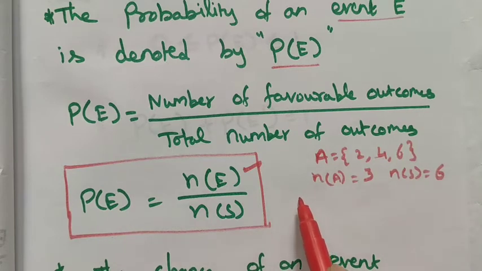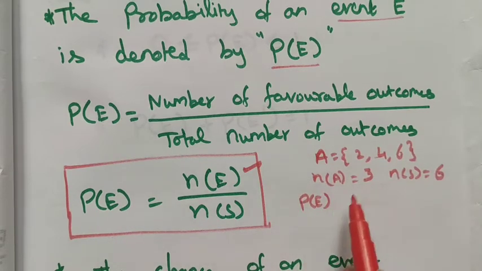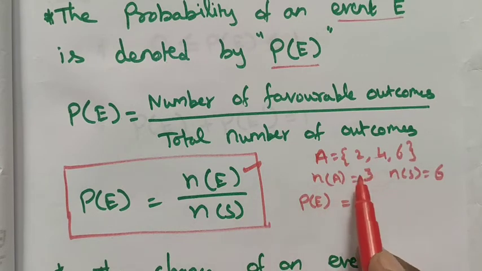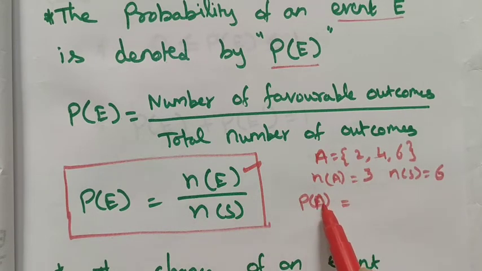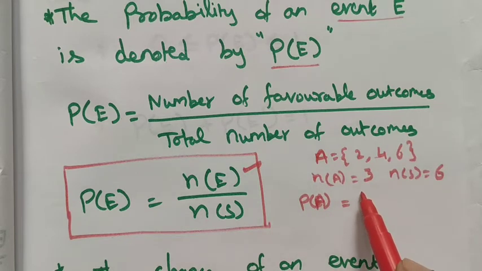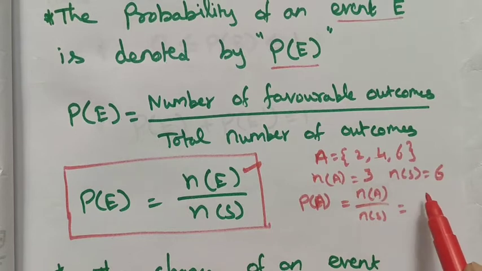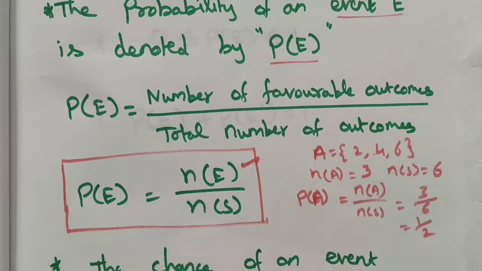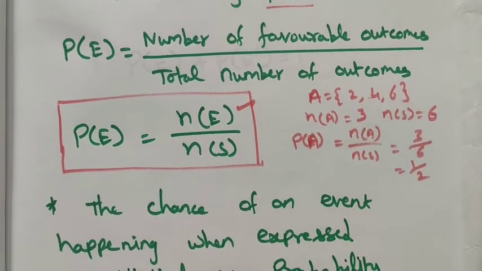Now we want to find the probability of the event of getting an even number. Let me take A as the event. P of A is equal to N of A divided by N of S, which is 3 divided by 6, equal to 1 out of 2. So 1 out of 2 we get an even number. In this way we can find the probability of an event.